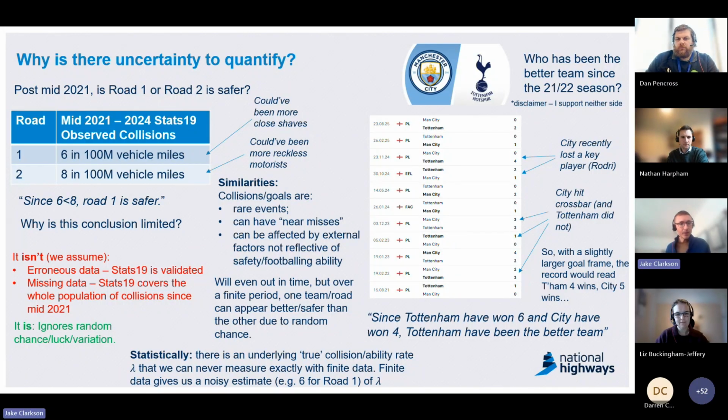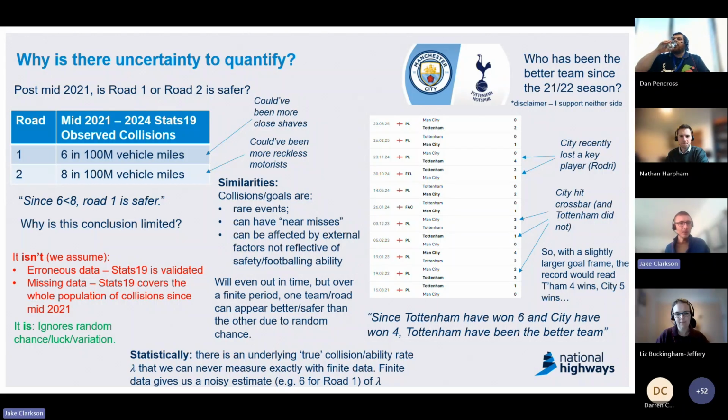And something else to note is that the data can be influenced by external factors which aren't actually reflective of either safety or footballing ability. So, as an example, in the football case, I've noted that Tottenham played Manchester City twice in a month, which was just after City had lost a key player to injury. So that was quite a fortunate time for Tottenham to play City.